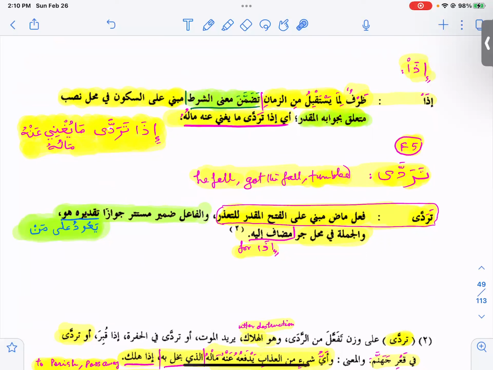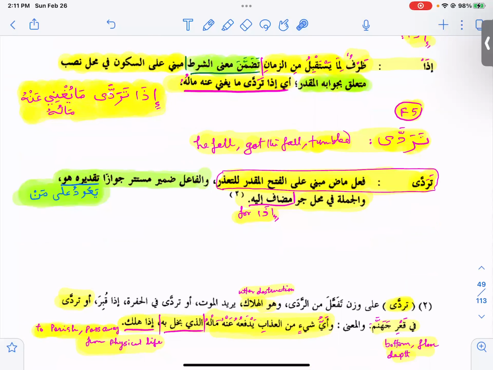Ay ija, see now, ija. Taradda ma yugni anhu maluhu. Iza taradda ma yugni anhu maluhu. Now this is how the shart comes here. Tadammanu mana shart. Iza. Iza taradda ma yugni anhu maluhu. Fine. Did you get the idea? Inshallah. Taradda. Now we come to taradda.